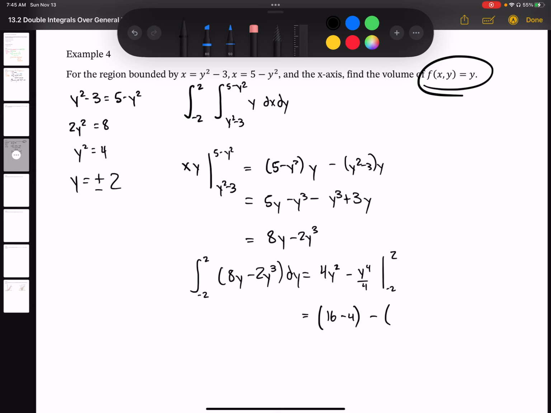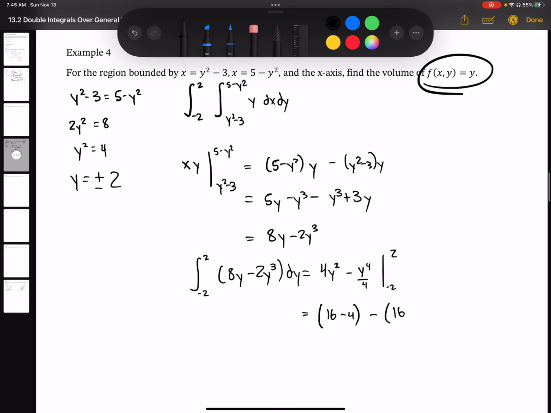So when we substitute in -2, is it actually 0? That's interesting. We'll graph this one in class. So -2 squared is 4. 4 times 4 is 16. And then -2 to the 4th is 16 divided by 4 is 4. So 16 minus 4. And that's going to give us 12 minus 12, which is 0.